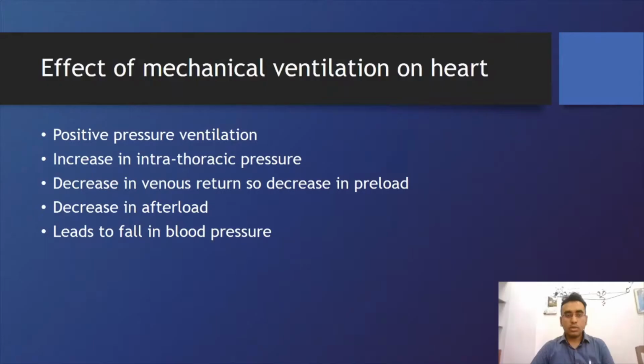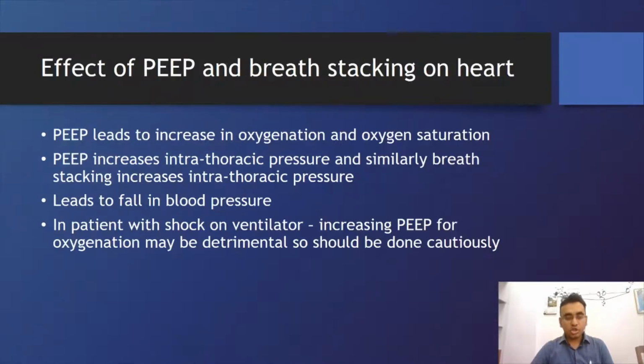Okay. So we discussed positive pressure ventilation: the increase in intrathoracic pressures and decrease in venous return. We also mentioned how it causes a decrease in afterload, and eventually we get a fall in blood pressure. We also mentioned where we should use it, like the condition of CHF, and where we should not use it, which is a condition of shock.